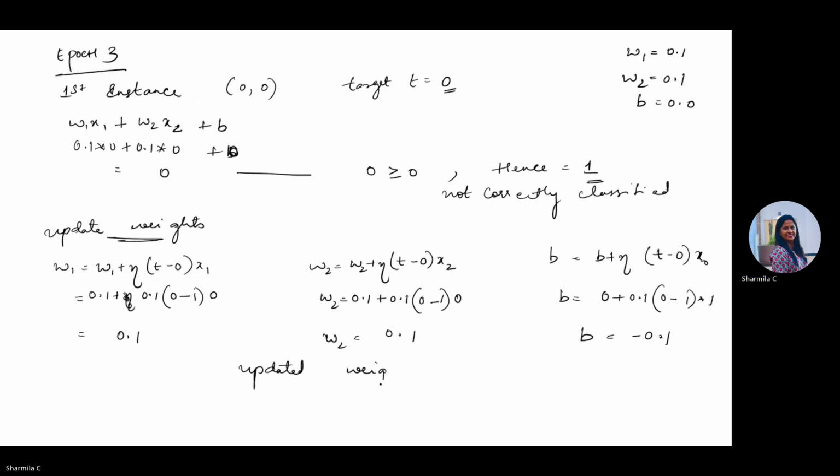So the new updated weights now are W1 equals 0.1, W2 equals 0.1, and bias equals minus 0.1. Now with this, we'll go and take the second instance, and we'll see whether the second instance is working fine with these weights. Otherwise, we need to update. We'll check that. So with the third epoch, go to the second instance.